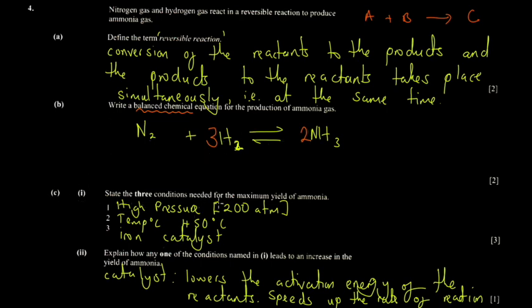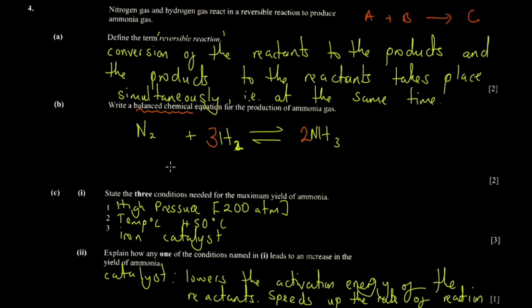On the C part, you're asked to state the conditions for the maximum yield of ammonia. One of the conditions is obviously high pressure, and the reason we want high pressure is the number of molecules on the left hand side here. For this one it would be 4 molecules, and for this one it's just 2 molecules. So if you increase the pressure, you increase the yield on the right hand side, so you get more ammonia.